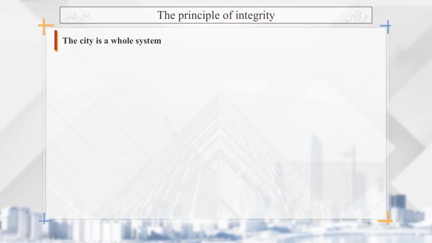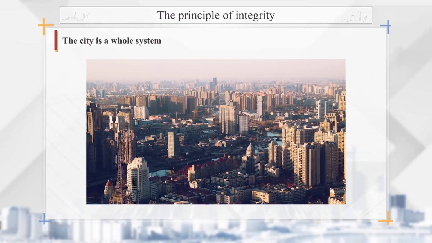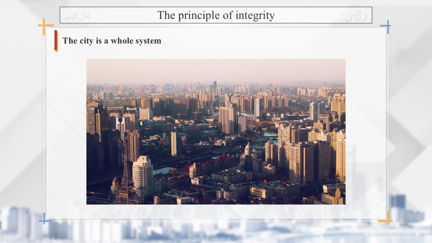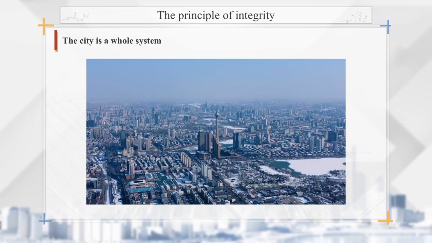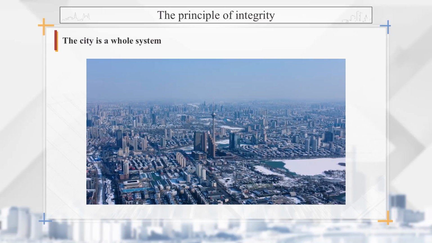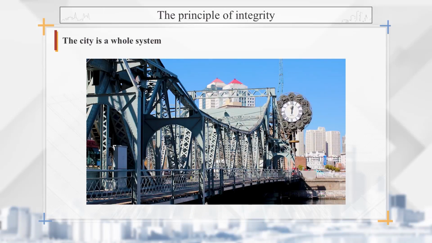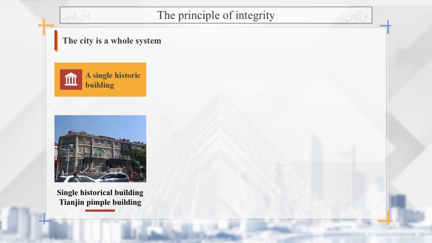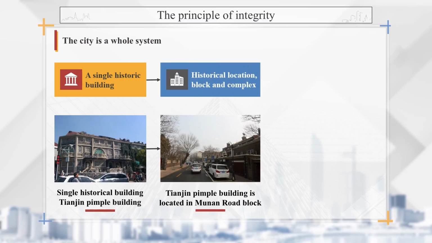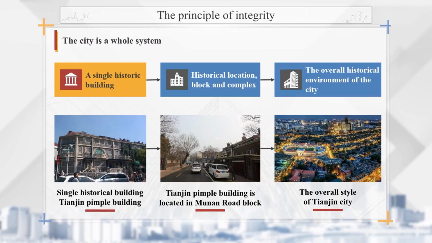The city is a whole system, and the components of the city are a whole. The combination of buildings forms the city, but the city is not the simple superposition and mechanical combination of buildings. For the historical environment of the city, it is embodied as going from a single historical building to historical location, block, and complex, and then to the overall historical environment of the city. Each level covers the previous level, and each level has its own characteristics.